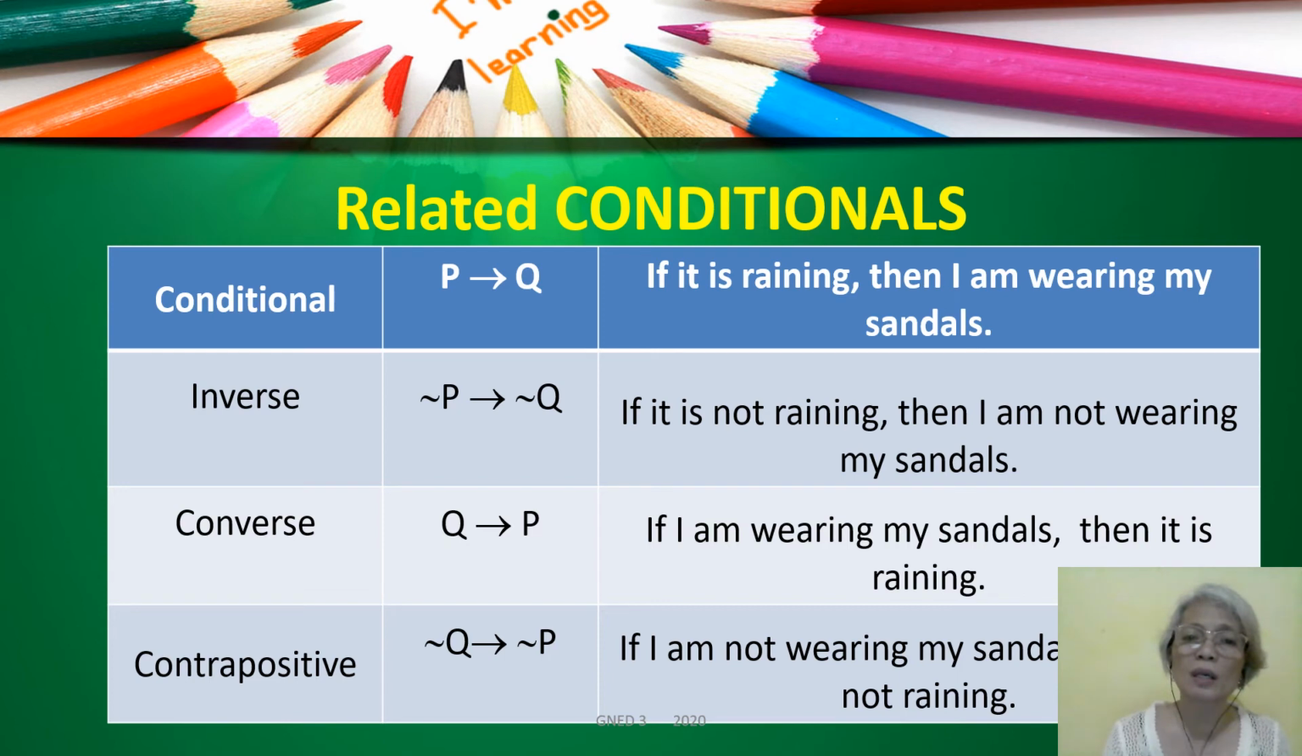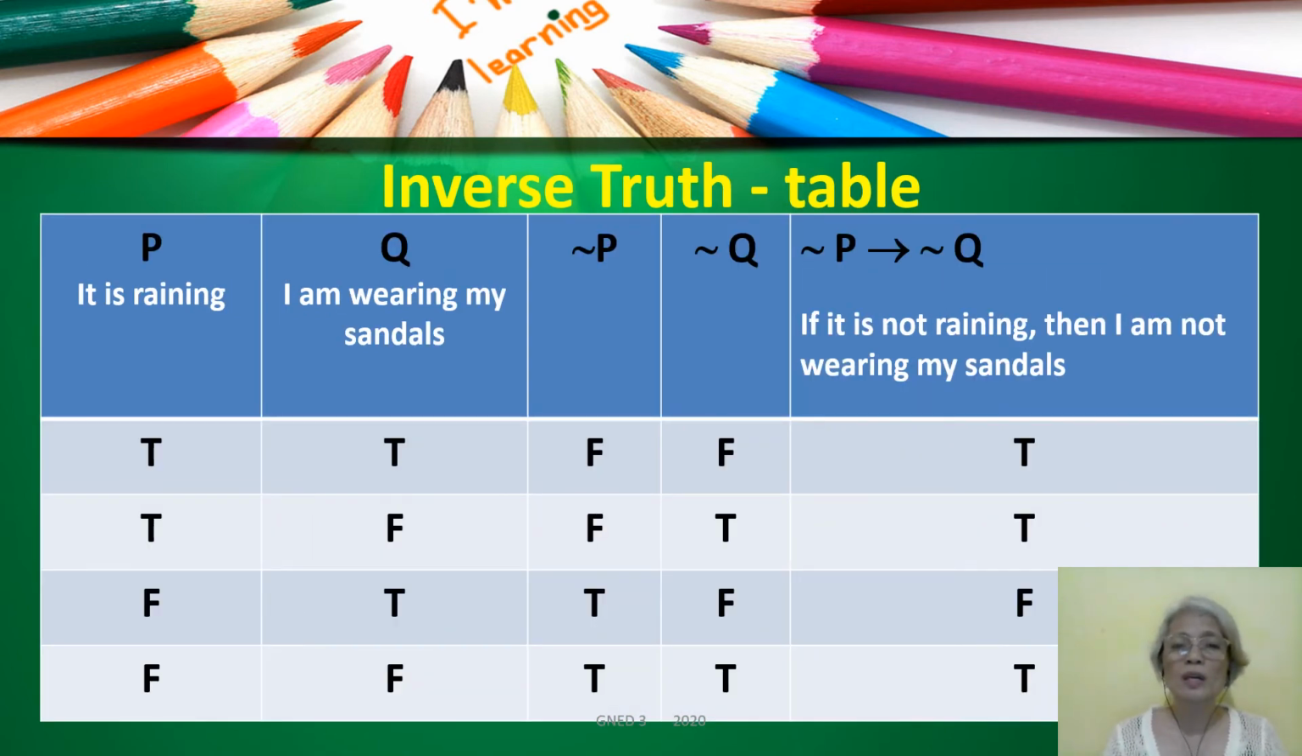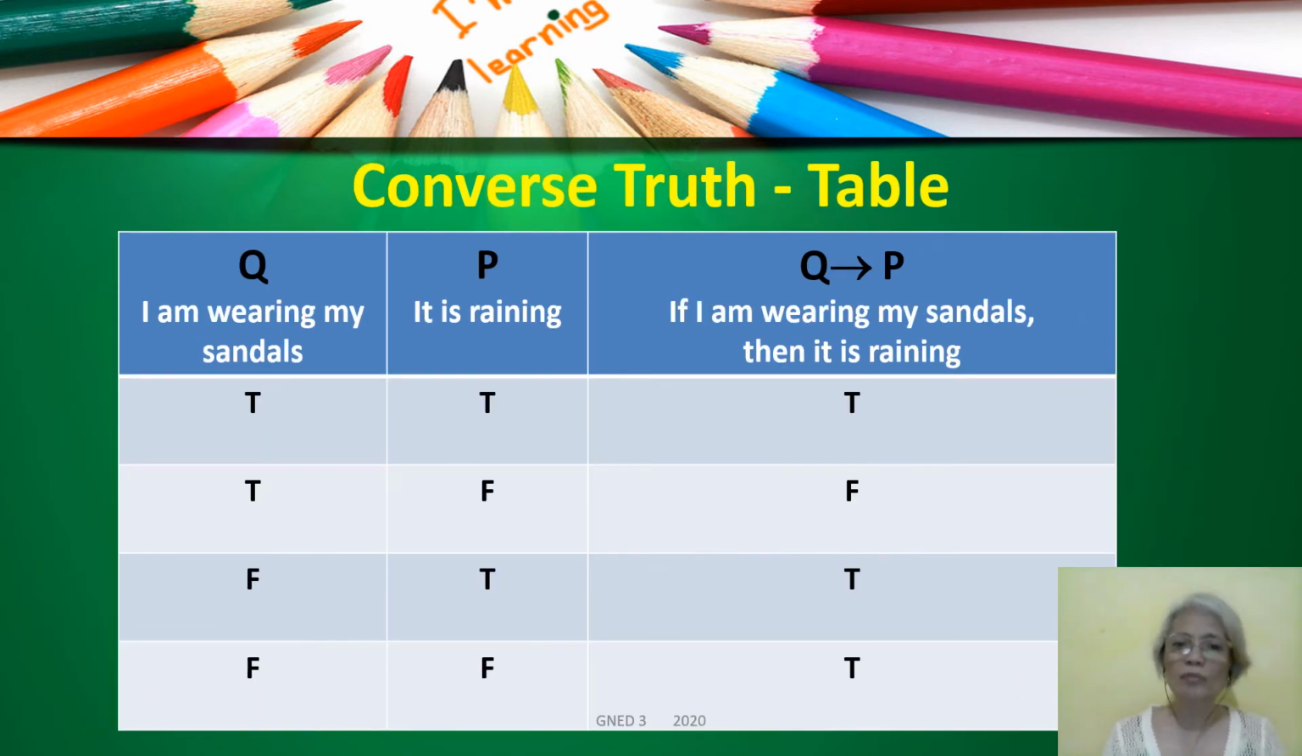So, those are the 4 related conditionals: conditional, inverse, converse, and contrapositive. Here's the truth value for the inverse truth table. You just affix the negation of both P and Q, and then get the conditional not P implies not Q. Notice that the inverse will be false if you have a true not P and a false not Q.